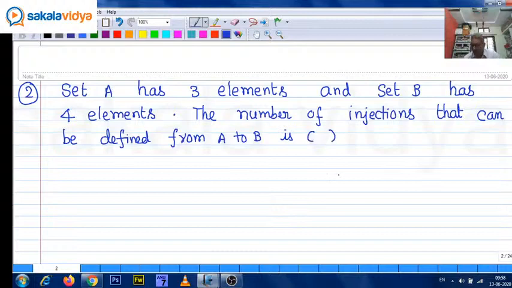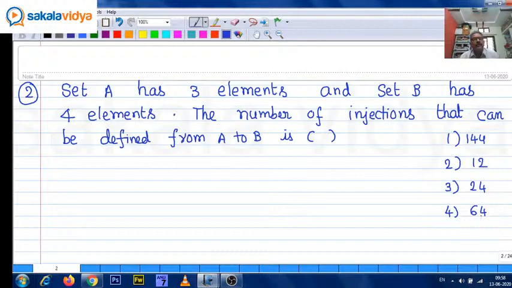Set A has 3 elements and set B has 4 elements. The number of injections, which means one-to-one functions, that can be defined from A to B, that we need to find out. So first option is 144, second option is 12, third option 24, fourth option 64.